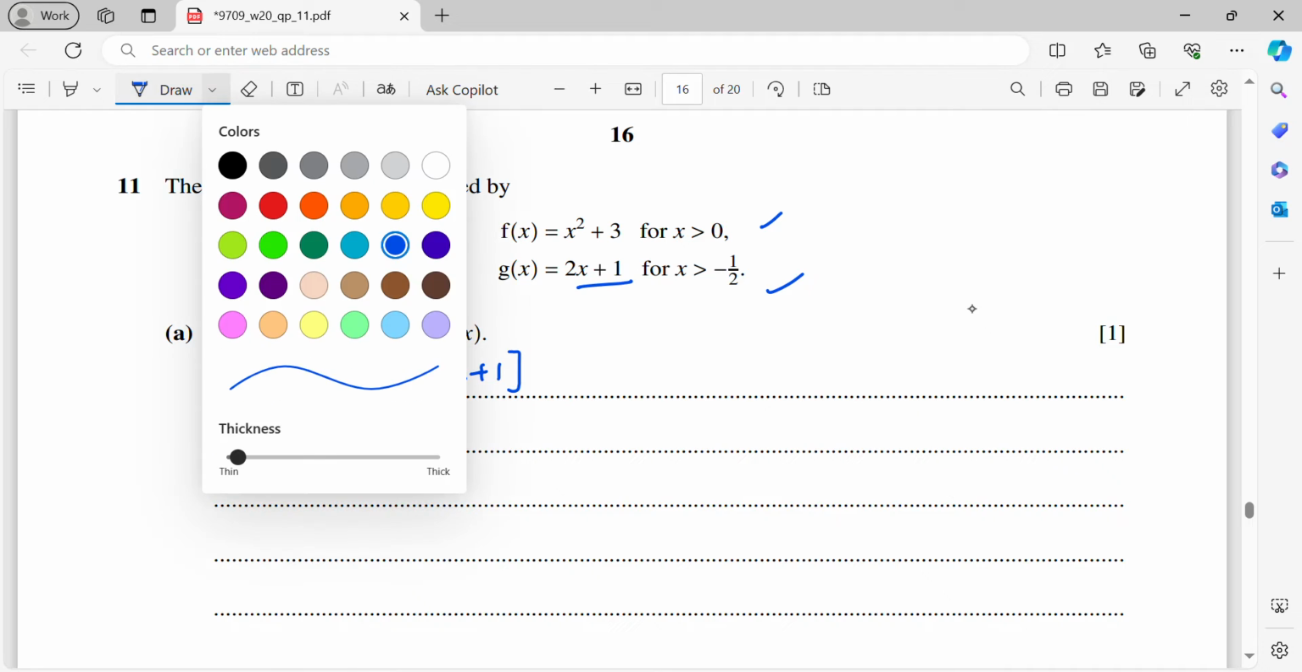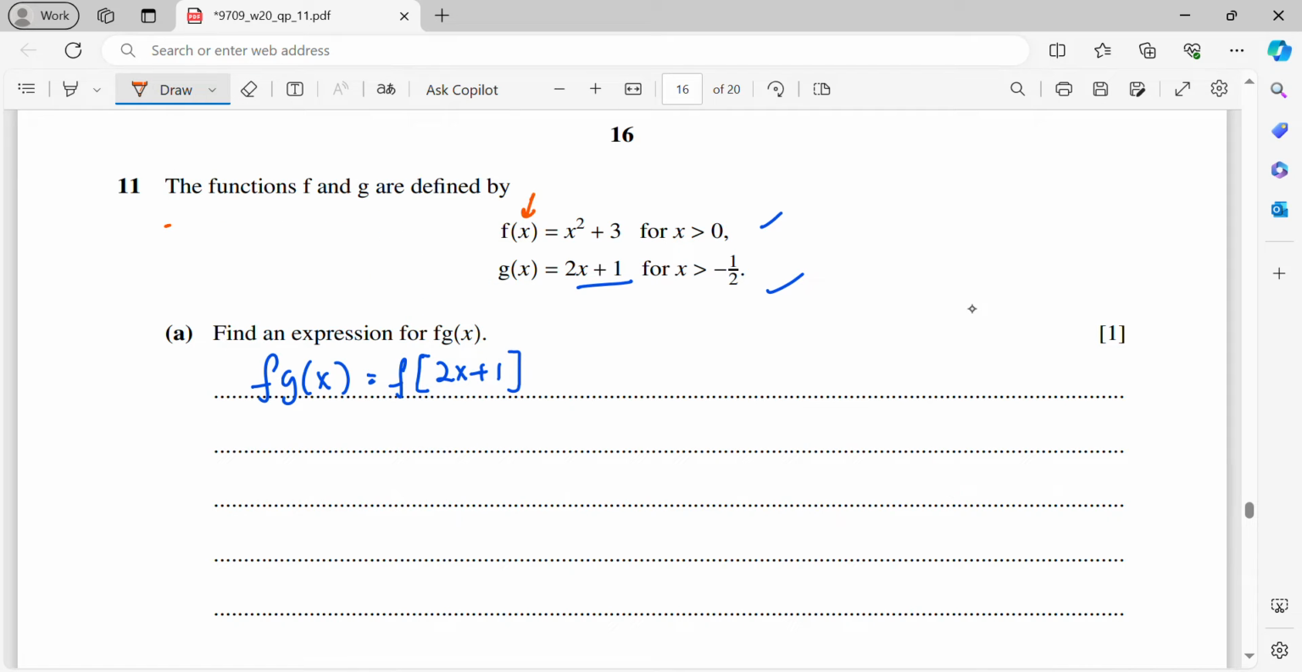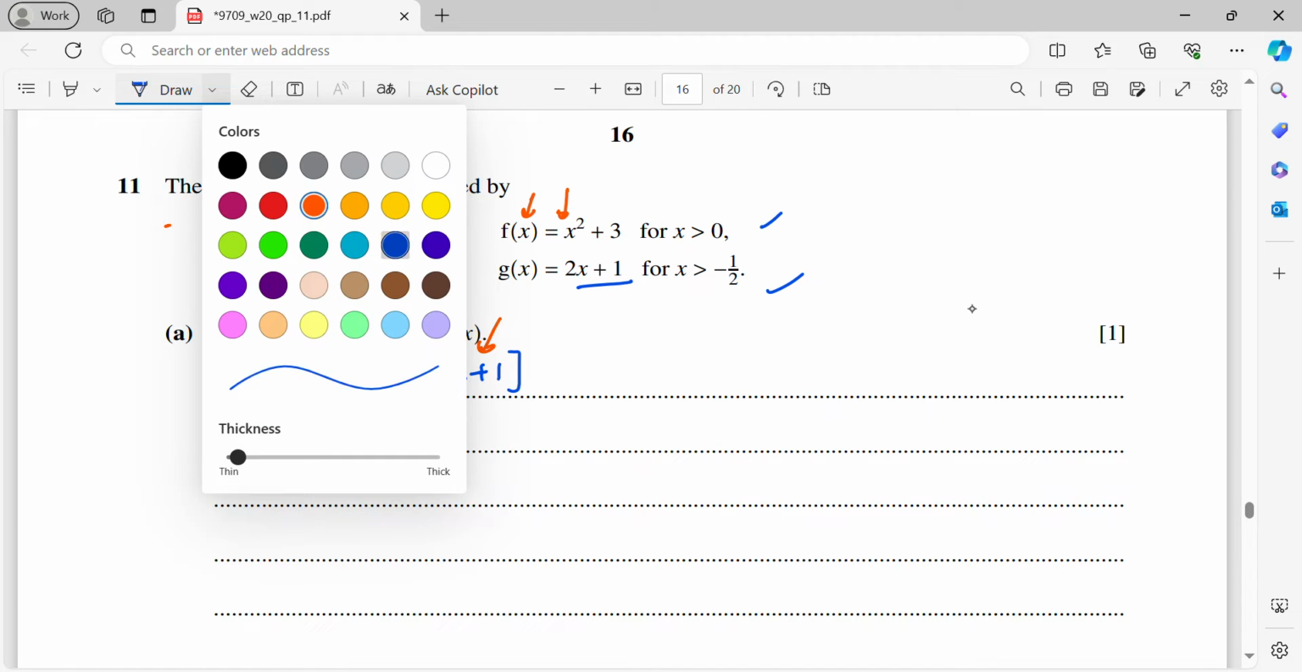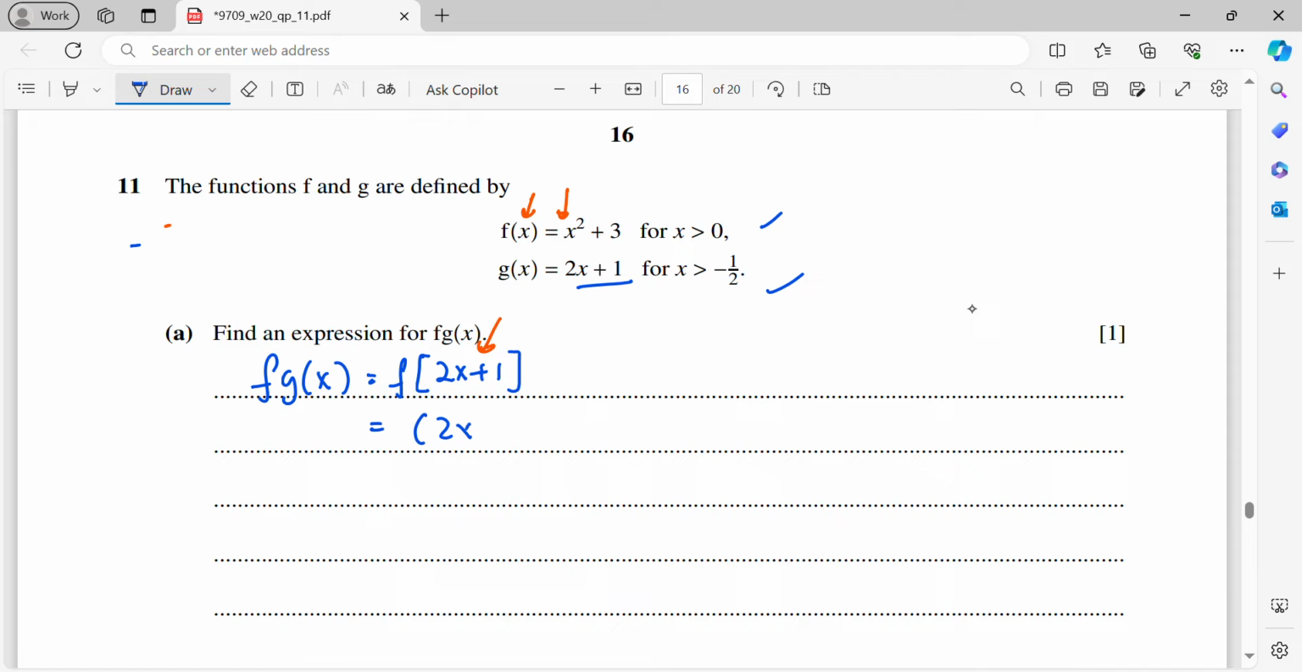Okay, so now when you compare, here x, here 2x plus 1, that means all the x on the right side of f(x) will be replaced accordingly. Then I will be getting equals to (2x plus 1) squared, then plus another 3. Okay, so that's all for your fg, because it's only 1 mark, so no need to do expansion.